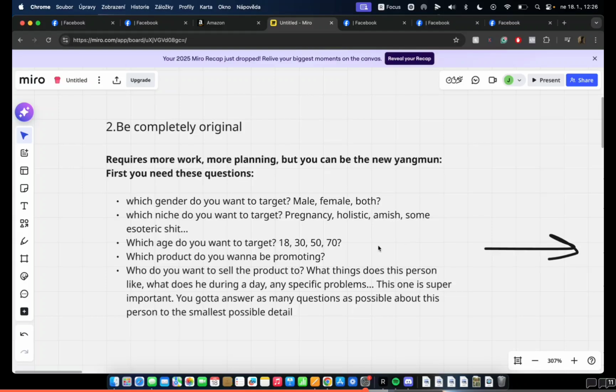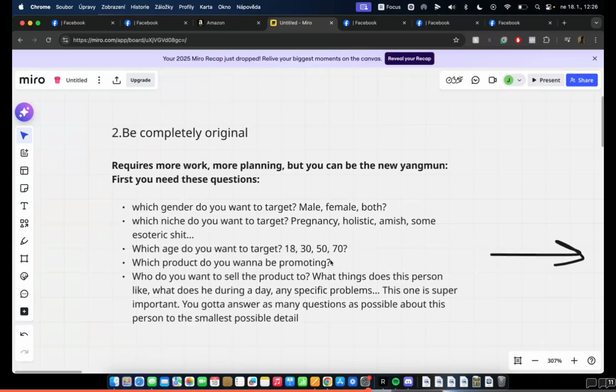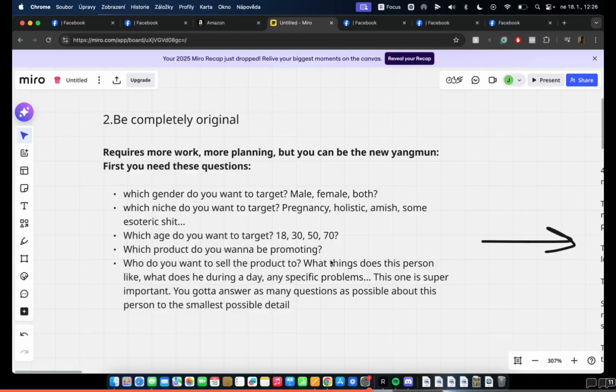Then which product you want to be promoting? Obviously that makes it just super important. Obviously you're not going to be promoting something like Athena with a monk. It doesn't make sense.